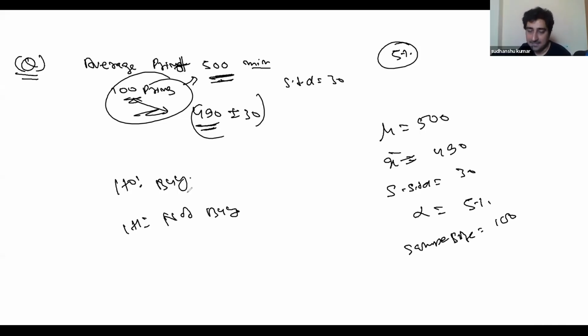I have to decide that. So what was the claim? The claim was that every cartridge will be able to print at least 500. At least 500 means 500 for sure it will print, but it can go beyond as well. So my null hypothesis says that the average printing should always be greater than or equal to 500. This is what I'm trying to prove or disprove, basically.